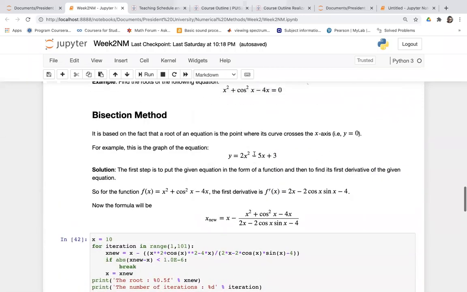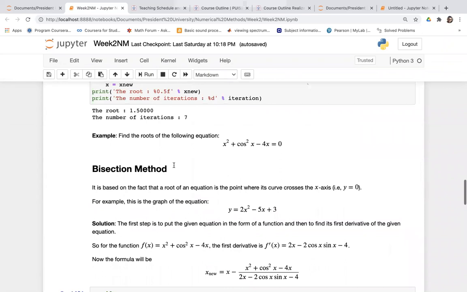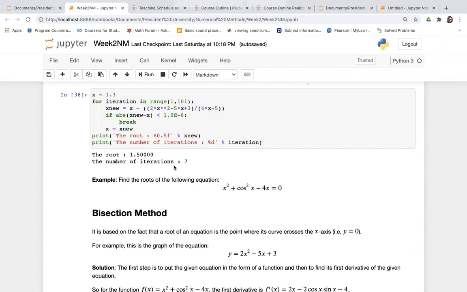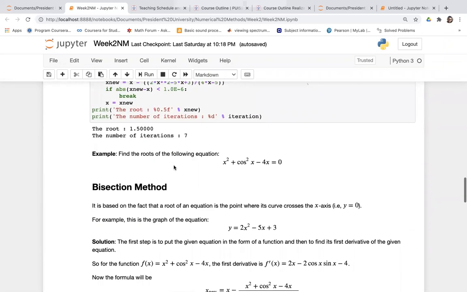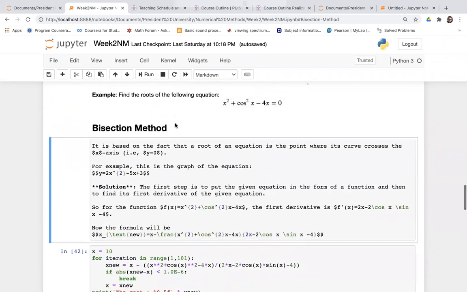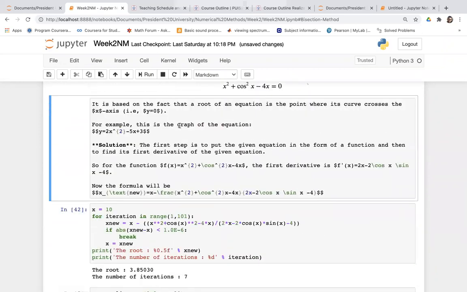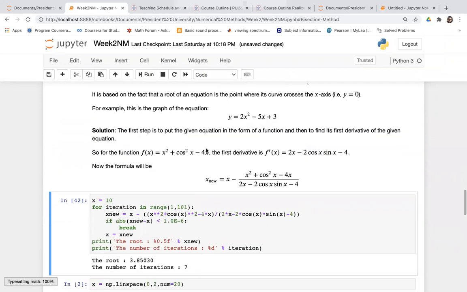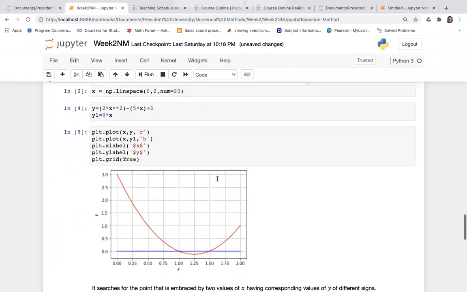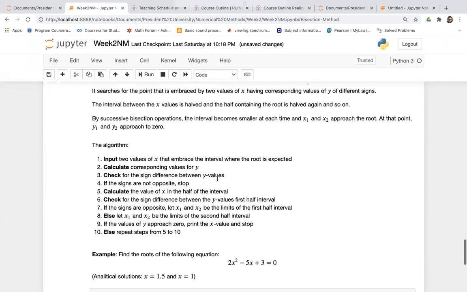Oh, this is Newton actually, not bisection. Oh, I made the mistake here. Okay, so this is not bisection. Bisection starts afterwards. Okay, so this is the bisection algorithm.